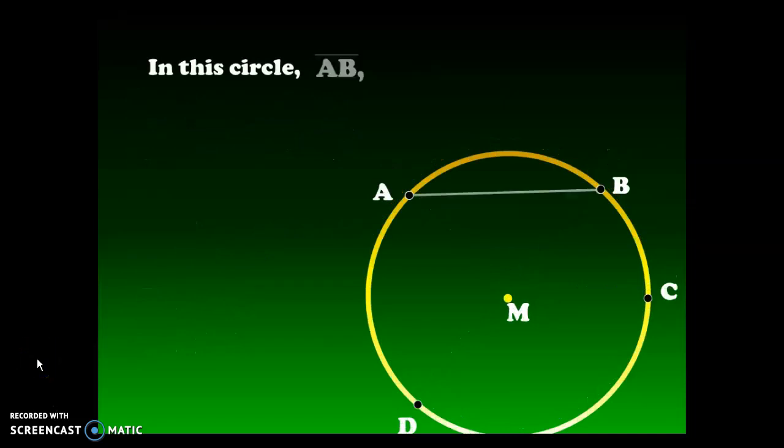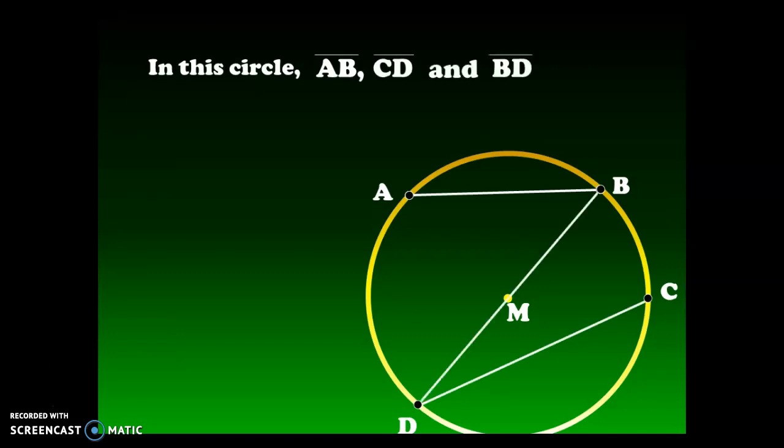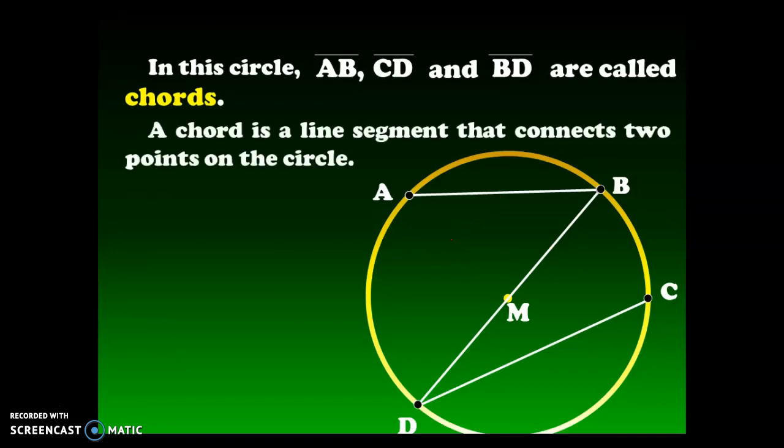In this circle, line segment AD, line segment CD, and line segment BD are called chords. What is a chord? A chord is a line segment that connects two points on the circle.